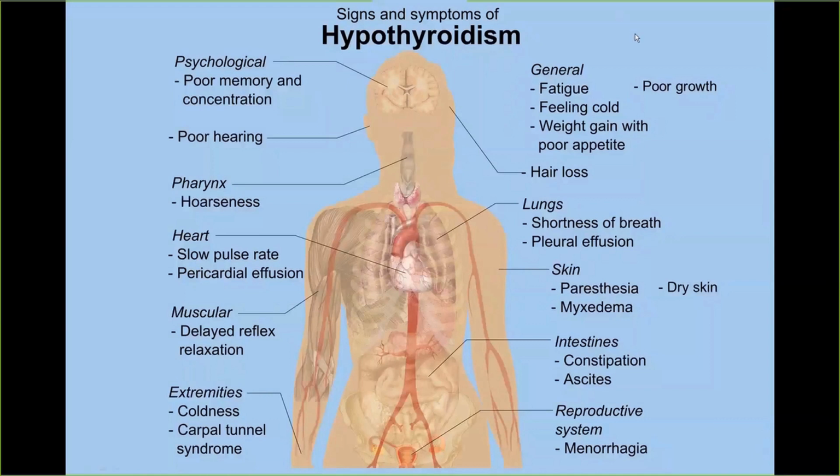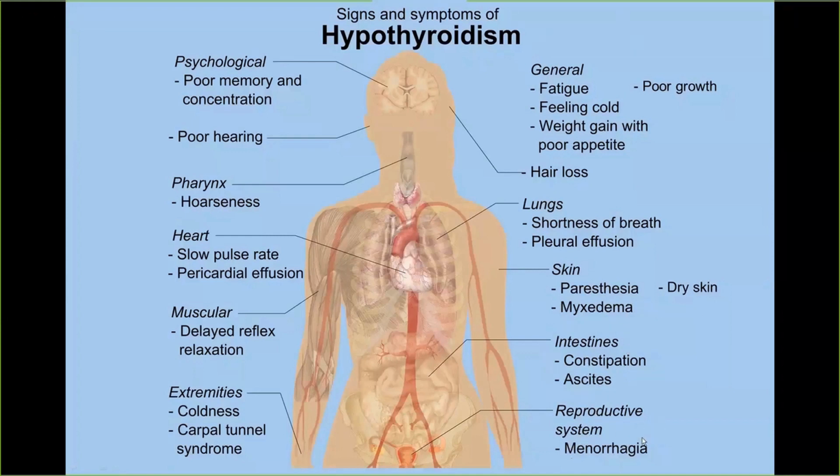So in general, we see kids who will be complaining of tiredness, fatigue, cold intolerance, weight gain, hair loss. In the lungs, if you see severe hypothyroidism, they could present with breathing problems and pleural effusion. Severe hypothyroidism on the skin can present with edema, like myxedema. And that's not very common, but we did see that in cases of severe hypothyroidism. Constipation, as we all know, and then irregular menstrual cycle.